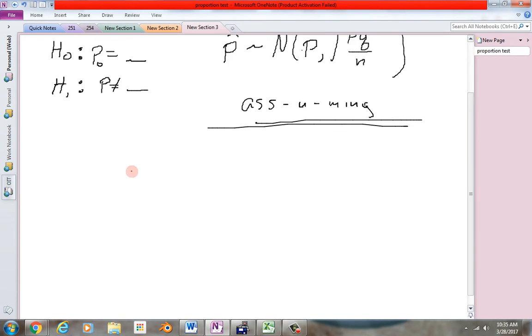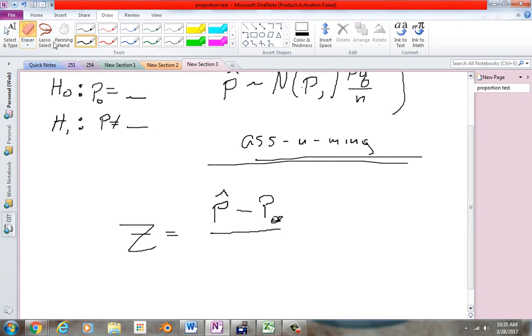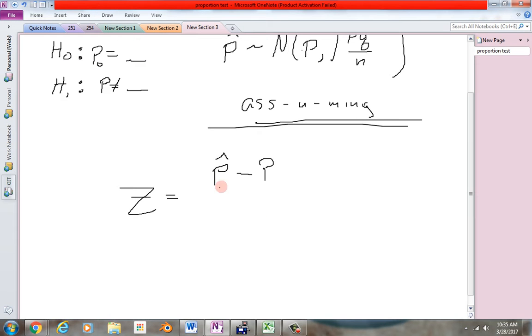Well, that's interesting. That means I can make a z-score if it's a normal distribution. You're right. So it becomes this guy right here, or just P if that makes you happy. I'm just going to write P. I'm not sure why I stuck P naught. That doesn't affect anything, but I could have done it that way. Over the square root of P, Q, over N. Nice. And we're going to make a z-score from that.